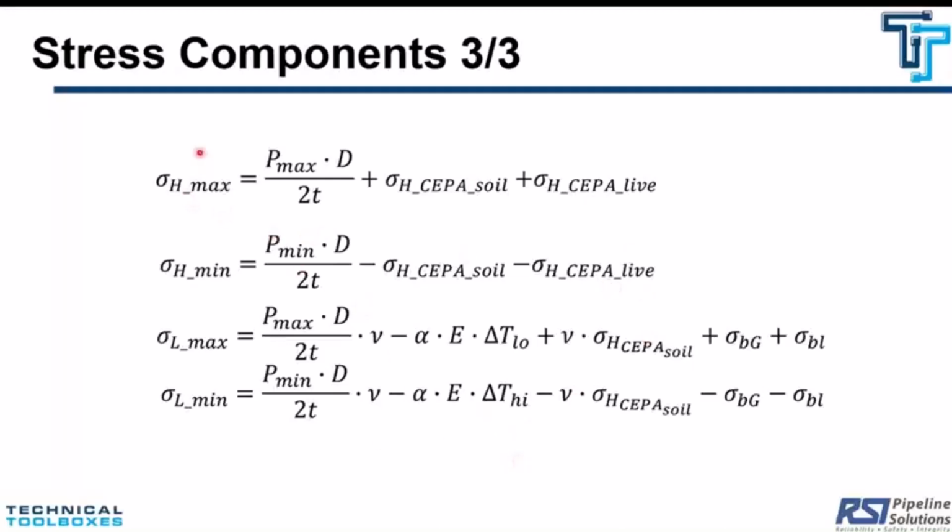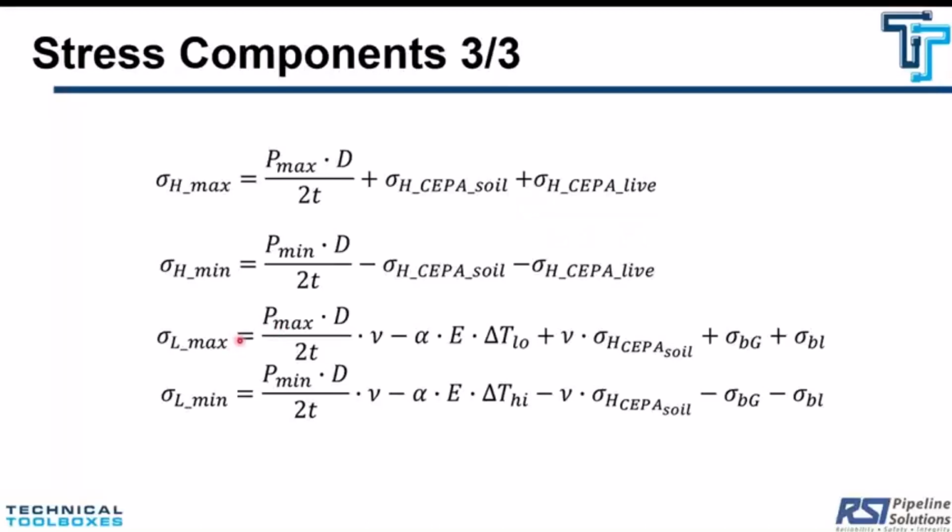So for example, for hoop stress or circumferential stress, we have to account for the Barlow's stress from pipe internal pressure, right? Then there is a stress component from soil overburden, which we have to account for. And then there is also a hoop stress from surface loading from the vehicle. So I call it live stress. That has to be accounted for as well.